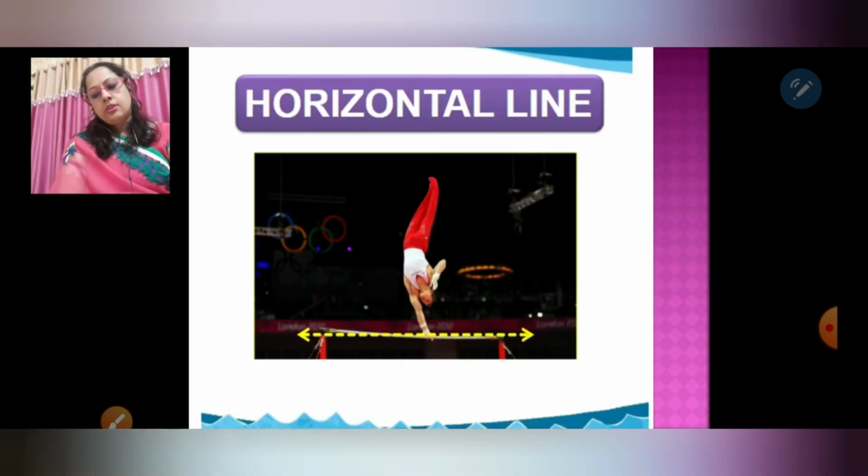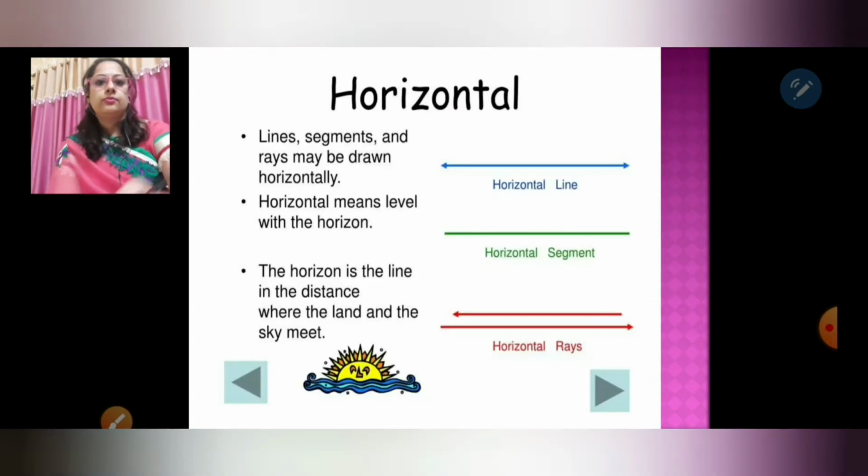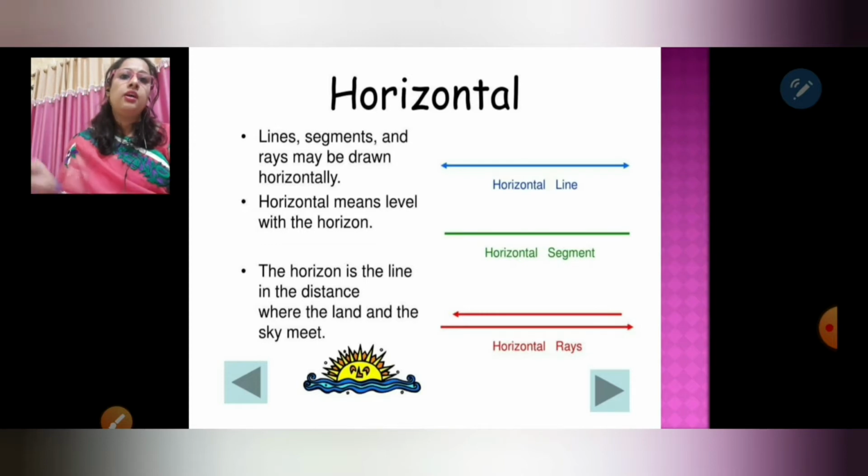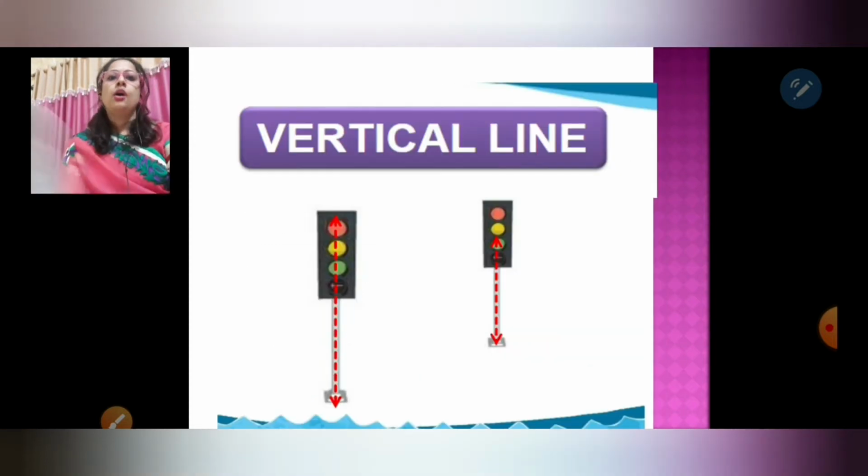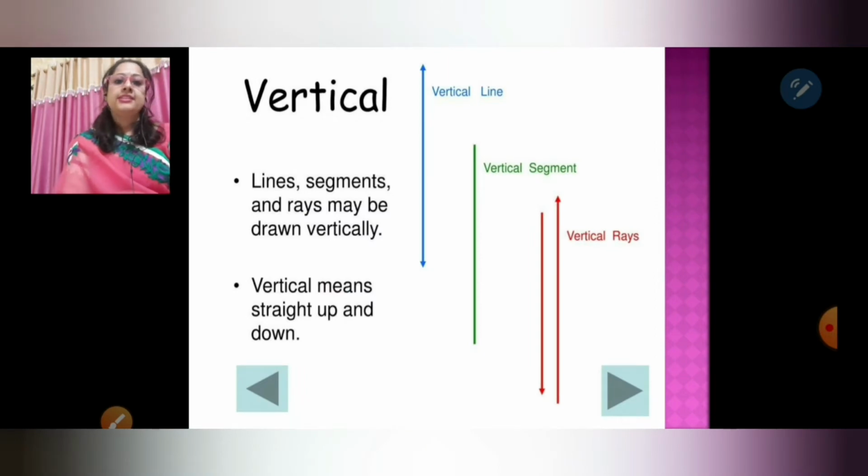Horizontal line. The rod highlighted here represents the horizontal line. Lines, segments and rays may be drawn horizontally. Horizontal means level with the horizon. Vertical line. The traffic light is an example of a vertical line, the line which is held straight up. It is called a vertical line. Lines, segments and rays may be drawn vertically. Vertically means straight up and down.